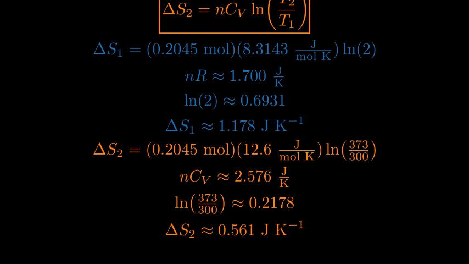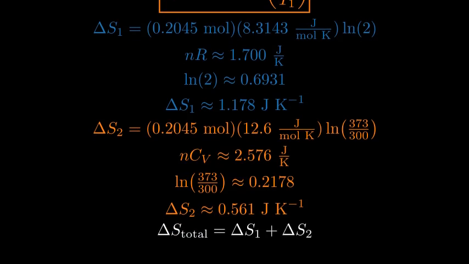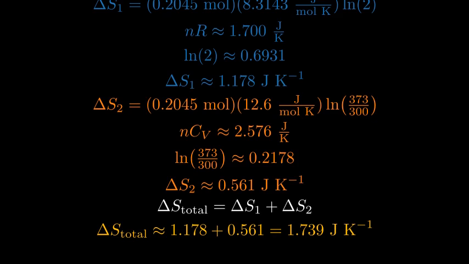Finally, add the two contributions to get the total entropy change of the gas. Delta S total equals delta S1 plus delta S2. Numerically, this is about 1.178 plus 0.561, which is approximately 1.739 joules per Kelvin.